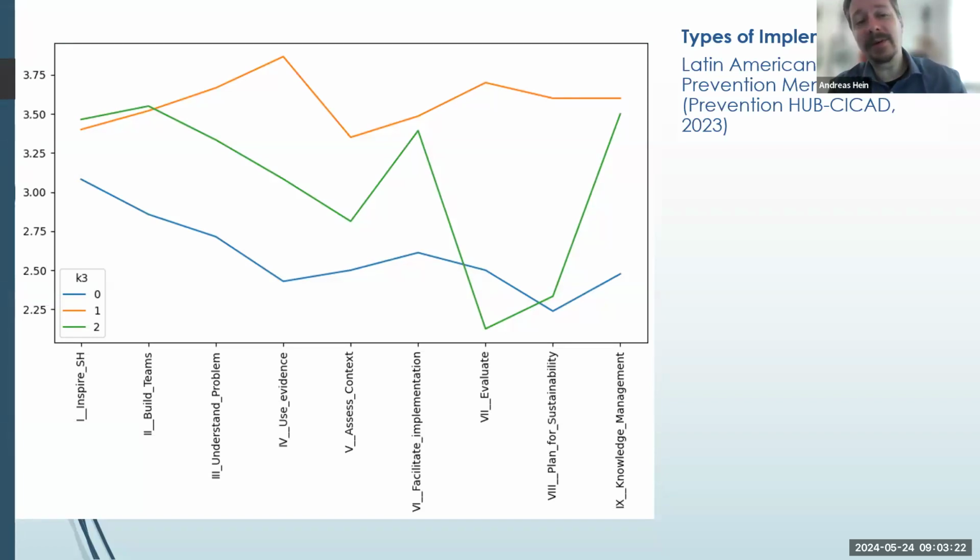implementation to make sure that the implementation actually works. And the third one is the one that feels that they have problems in all areas. What I thought was quite interesting here is that all of them perceive that they can inspire stakeholders and work with them and engage in whatever you do here.